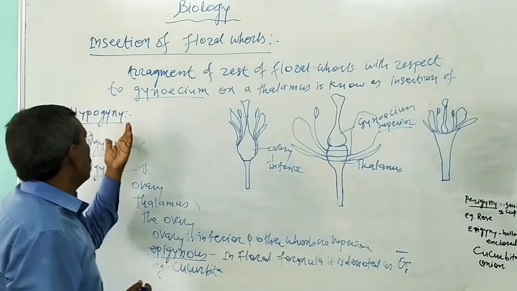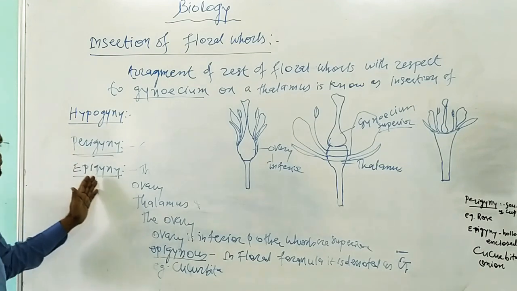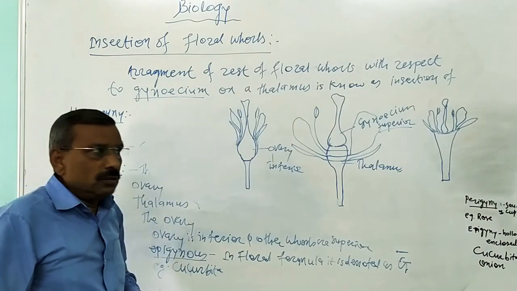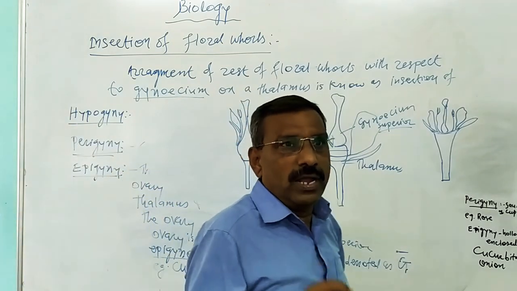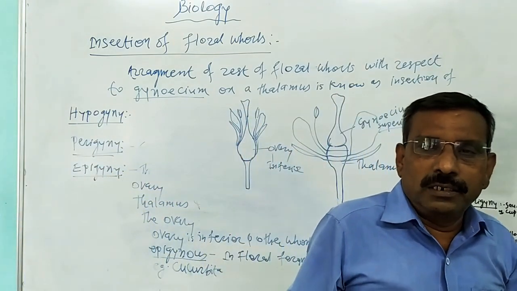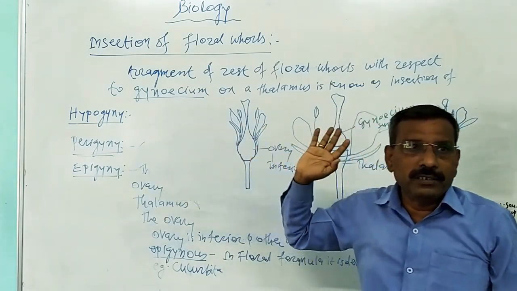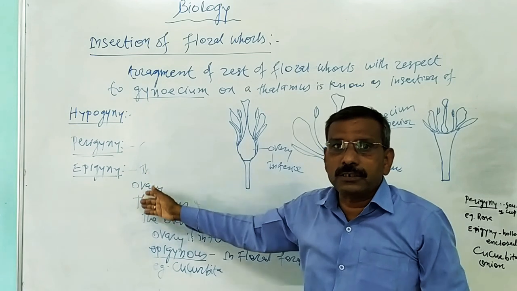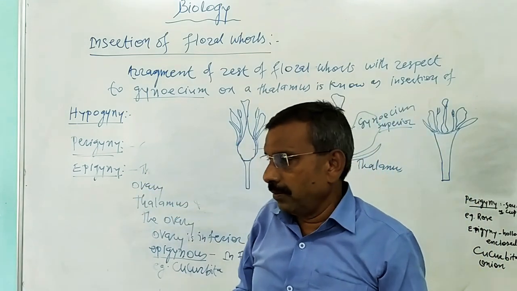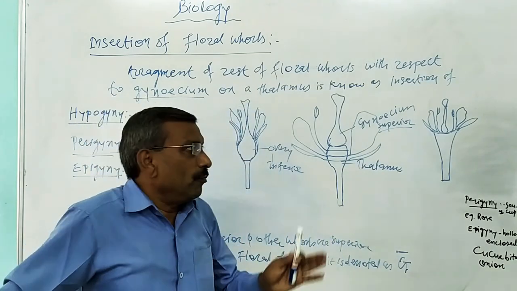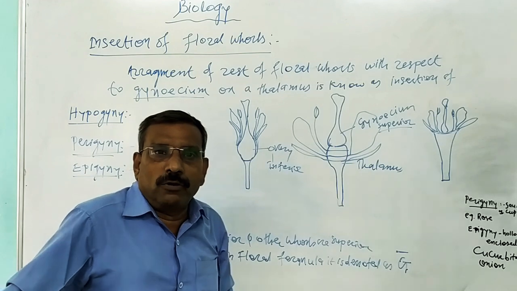Three types of insertion are found: hypogyne, perigyne, and epigyne. A question may be asked on this: define insertion of floral whorls and describe the different types of insertion. You have to describe these three types of insertion with example and figure. Now here we have finished insertion. In the next period we are going to study the next topic from the same chapter.